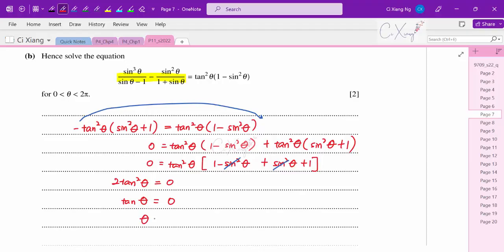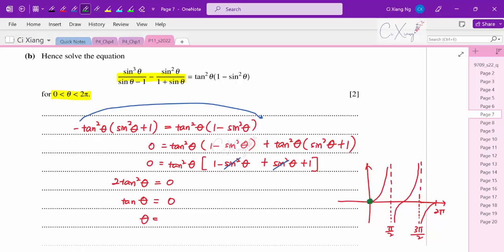So what are the values of theta that I can have here? Please take note that for this question, they want our solution from 0 until 2 pi. To have tangent theta equals 0 from 0 until 2 pi, our tangent graph will look something like this. I hope that you still have the idea about the tangent graph. It will be something like this.